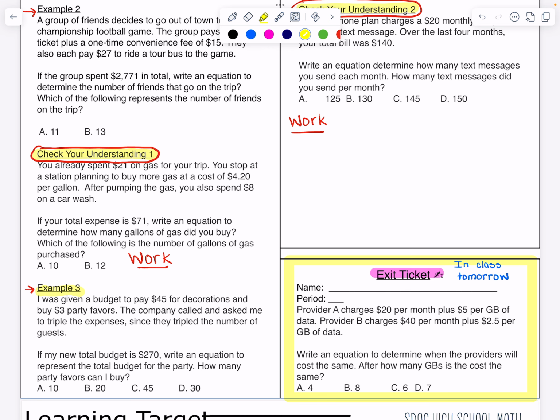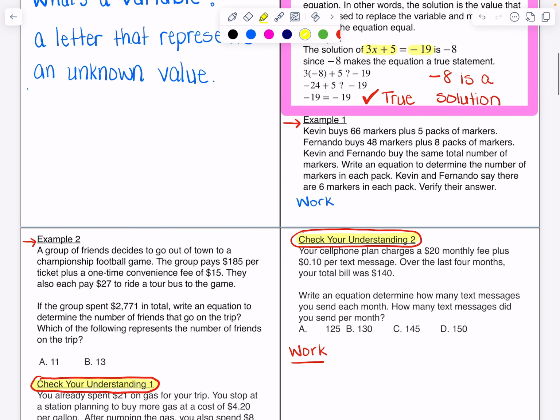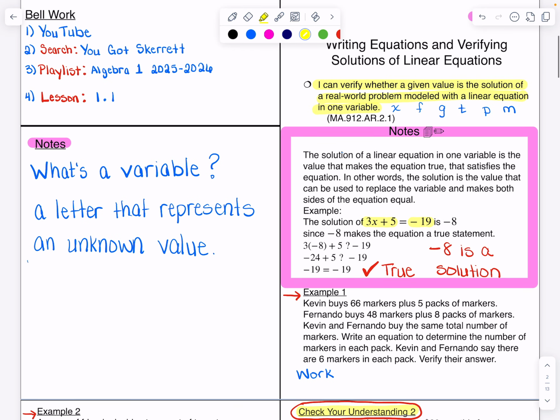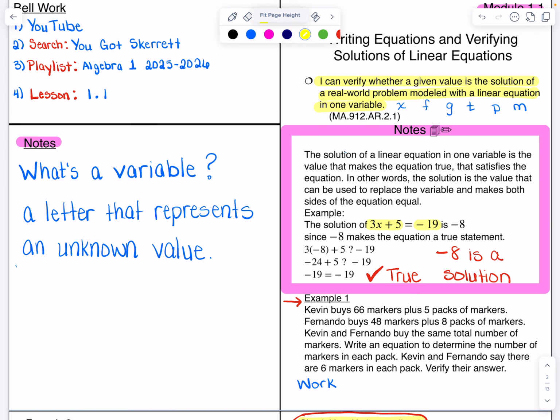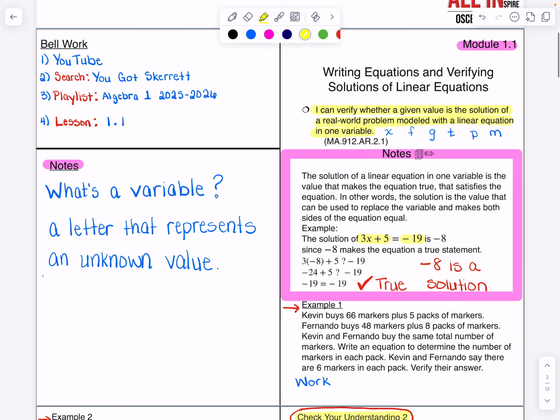All right, let's go back to the front page. Turn back to the beginning of your packet, and let's talk about this example that I have highlighted here in the pink box. What is this? The solution of a linear equation in one variable is a value that makes the equation true. This satisfies the equation. In other words, the solution is a value that can be used to replace the variable and make both sides of the equation true. Right here they give an example.